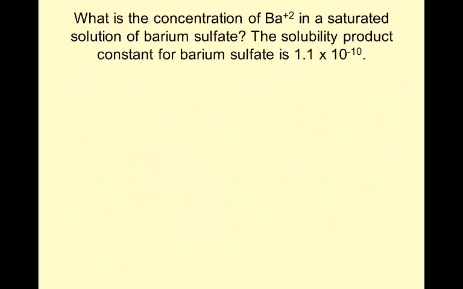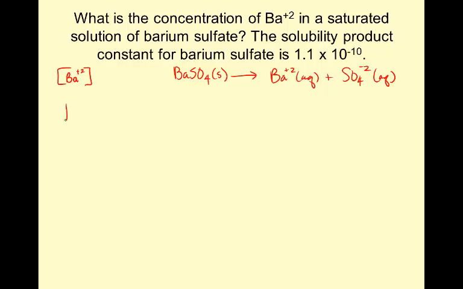This one says, what is the concentration of barium ions in a saturated solution of barium sulfate? What are we trying to find? We're trying to find the concentration of barium ions. All right, what do we have? We have a saturated solution of barium sulfate. So here's BaSO4, barium sulfate. It's going to dissolve into barium ions and sulfate ions. All right, so what is the KSP? KSP is going to be equal to the concentration of barium ions times the concentration of sulfate ions.